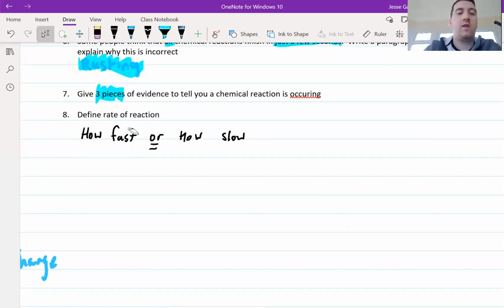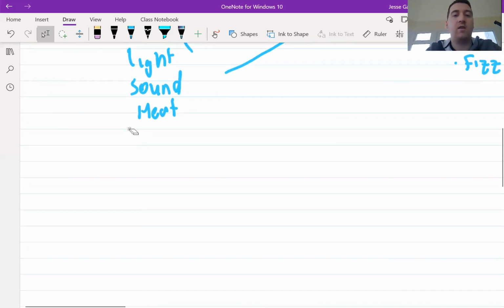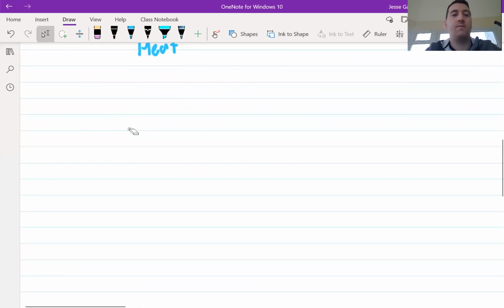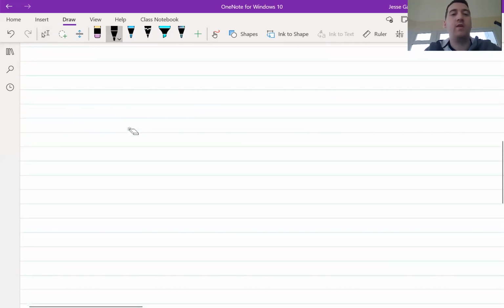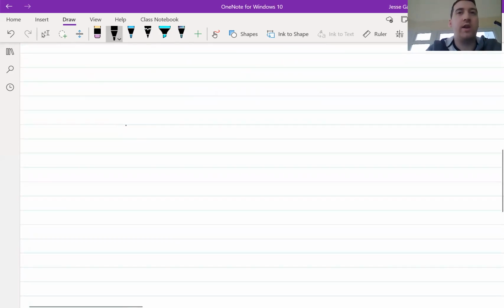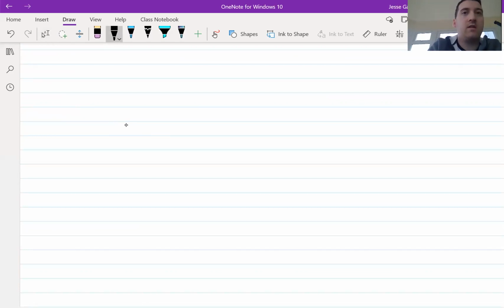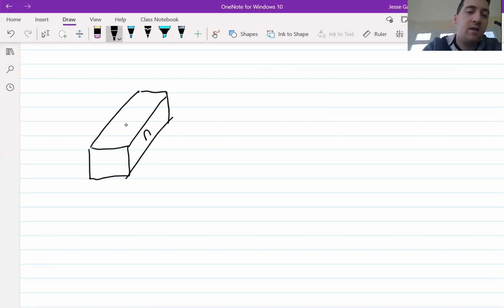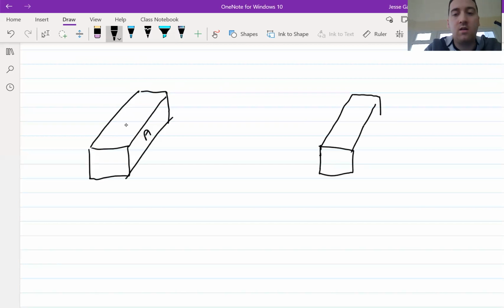Right, let's look now at why we are worried about rate of reaction. Why is it important? Well, rate of reaction is very important in industry. Now, what do I mean by that? Well, if I've got two factories, say here, I've got two factories. This is factory A, and this is factory B.